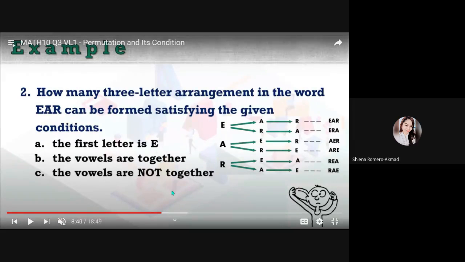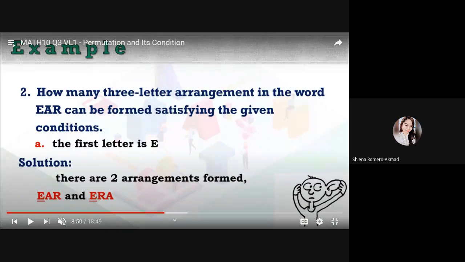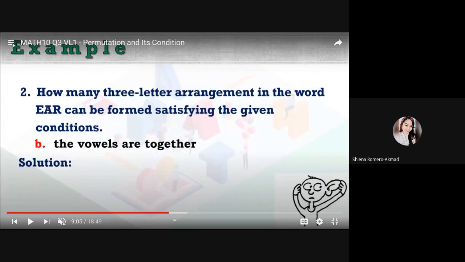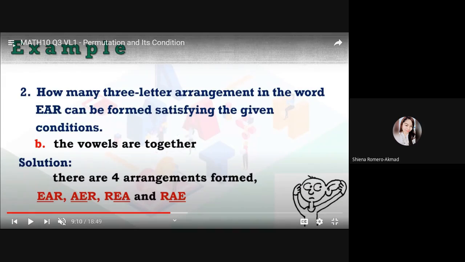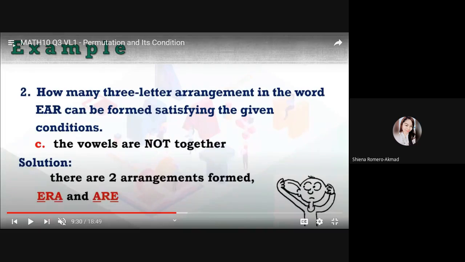Okay. So let's find out if our answers are all correct. First, the first letter is E. There are 2 arrangements, and that's EAR and ERA. How about for letter B? The vowels are together. Yes, there are 4 arrangements. Correct: EAR, AER, REA, and RAE. How about if the vowels are not together? There are 2 arrangements, and that's ERA and ARE.